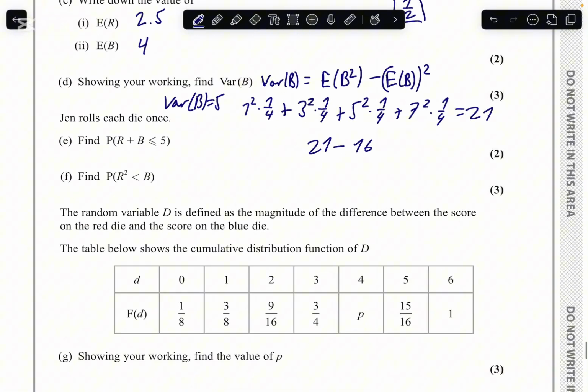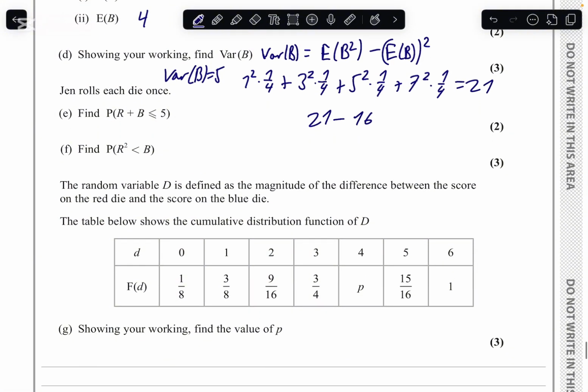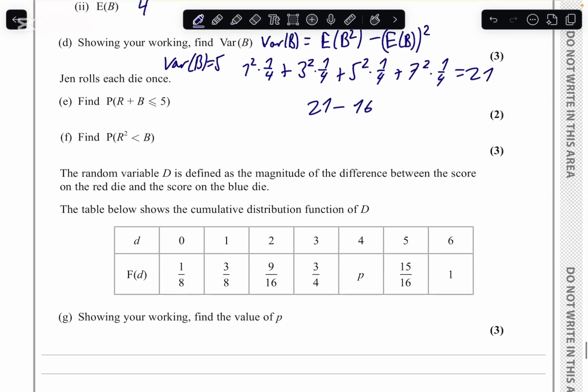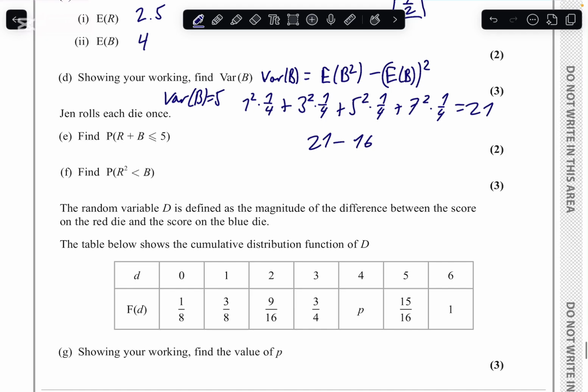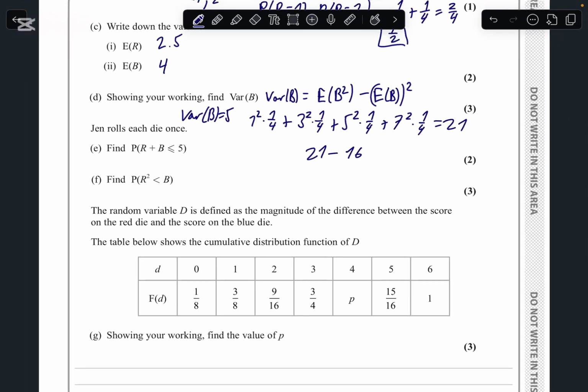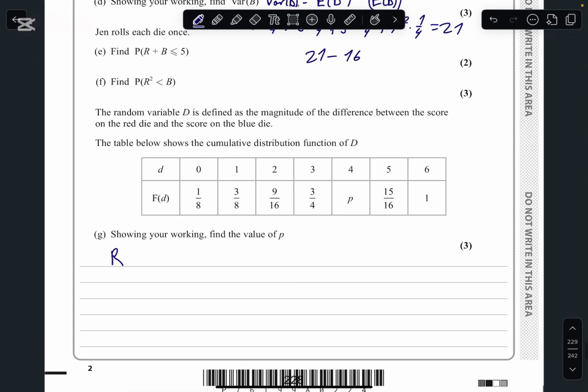In part E, we are told that Jen rolls each die once, and we need to find the probability when R plus B is smaller or equal to 5. Before we do anything, we can write all the cases where this will be valid. For die R, we are told that it has numbers 1, 2, 3, and 4, and die B has values 1, 3, 5, and 7.